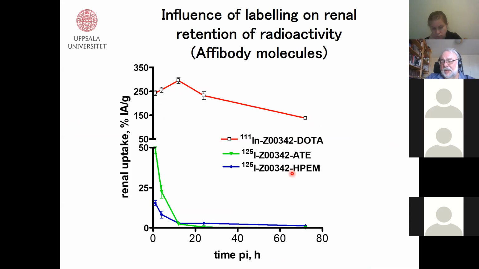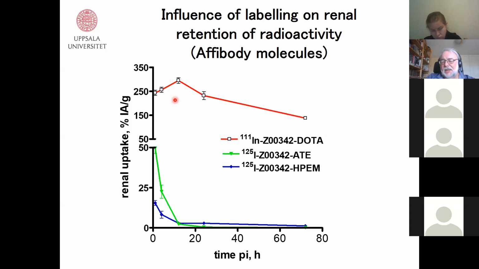Also, the chemical nature of the radiometabolite plays a role, and it looks like also positioning. Here is a graph demonstrating retention of antibody molecules in kidney. Radiometal, 250% of injected dose per gram. I know that it might sound shocking, but it's per gram that is important.